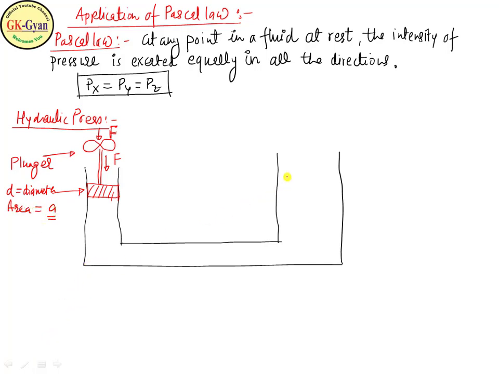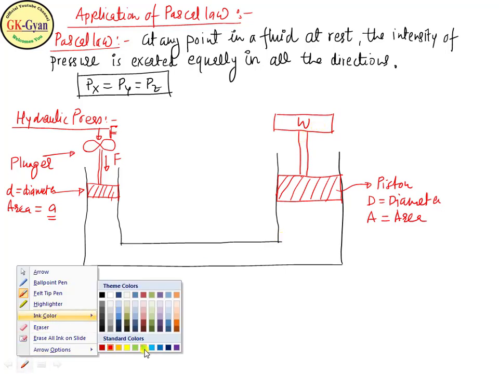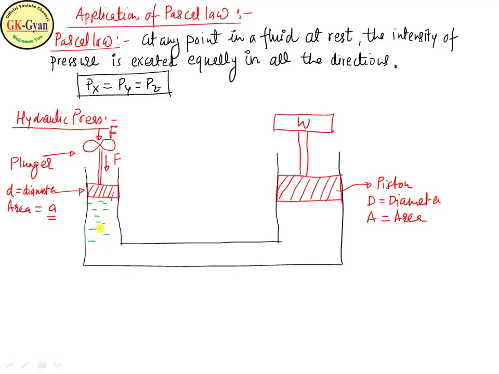Okay, and here the piston. Here it is called the piston, where diameter is denoted by capital D and area is capital A, area of cross section, and it is exerted by a weight W. Inside this we have the liquid or any fluid. So this is the hydraulic press.